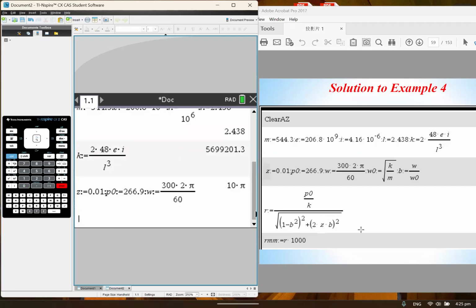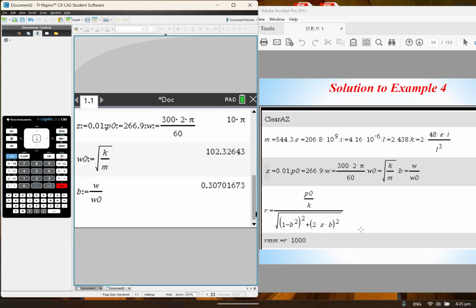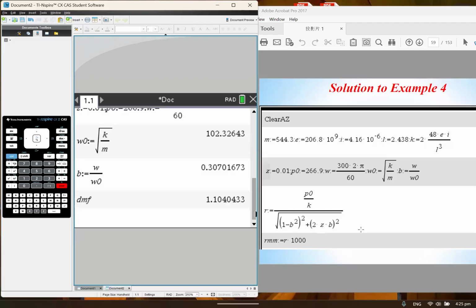All right. Now that we have big omega, we can compute small omega 0. That's the natural frequency of the mass spring damper system. That is the square root of k over m. And then we compute the frequency ratio, beta, being big omega over omega 0, the natural frequency. All right. Now let's take a look at our DMF again. Notice that it's been updated automatically.